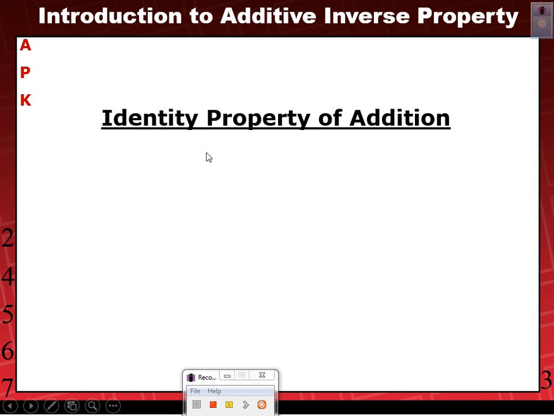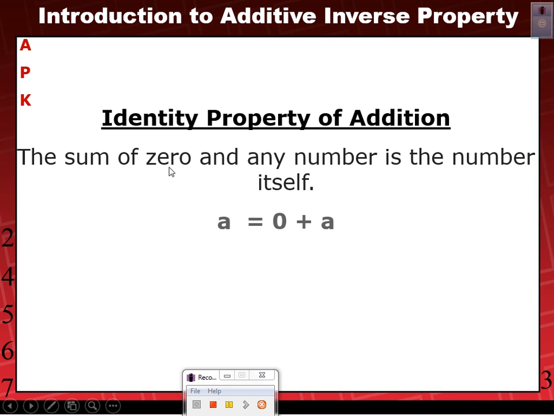Now, why identity? Let me show you why. When somebody says identity, it's because they're trying to identify something. So let me show you the words. It says, the sum of 0 and any number, at the end you get the number itself. So let's see. They start off here with A plus 0. What is the answer? A. A plus 0, the answer is A.